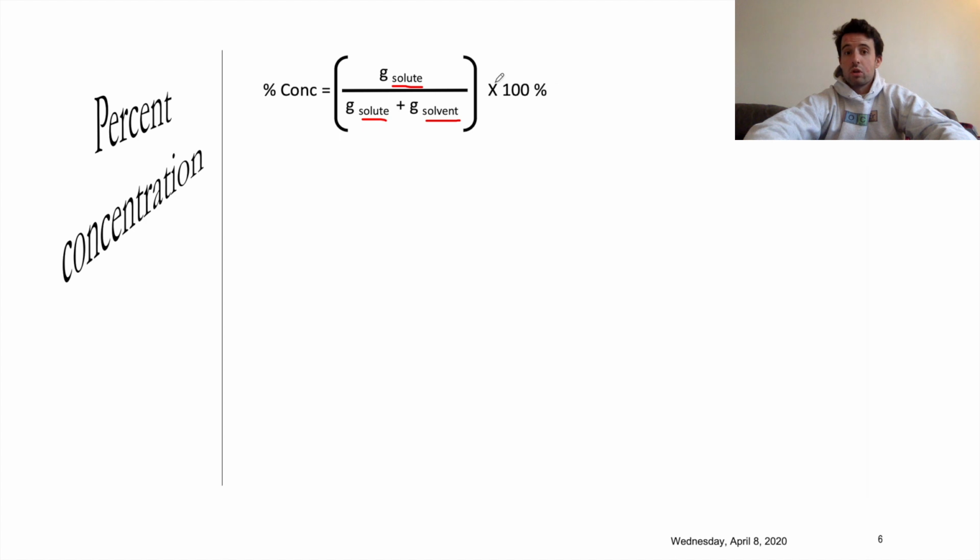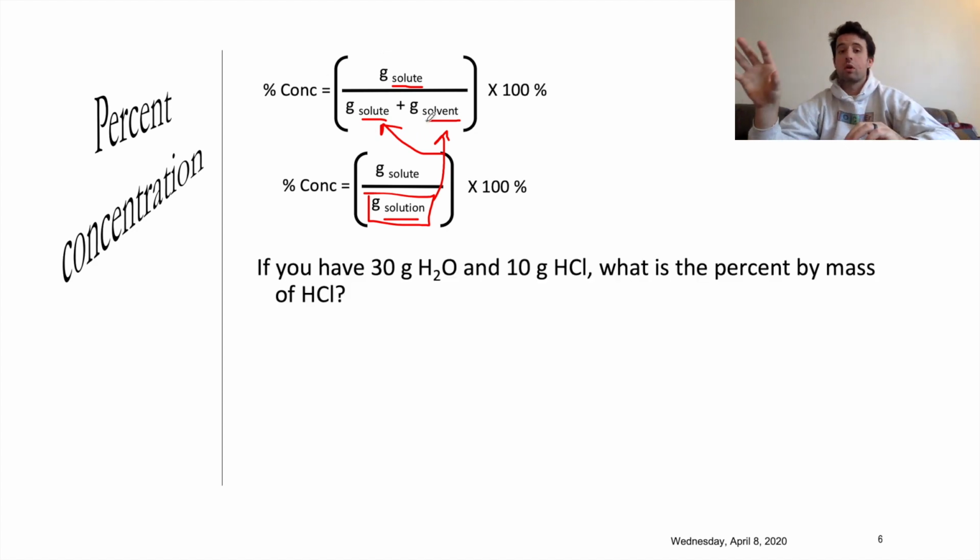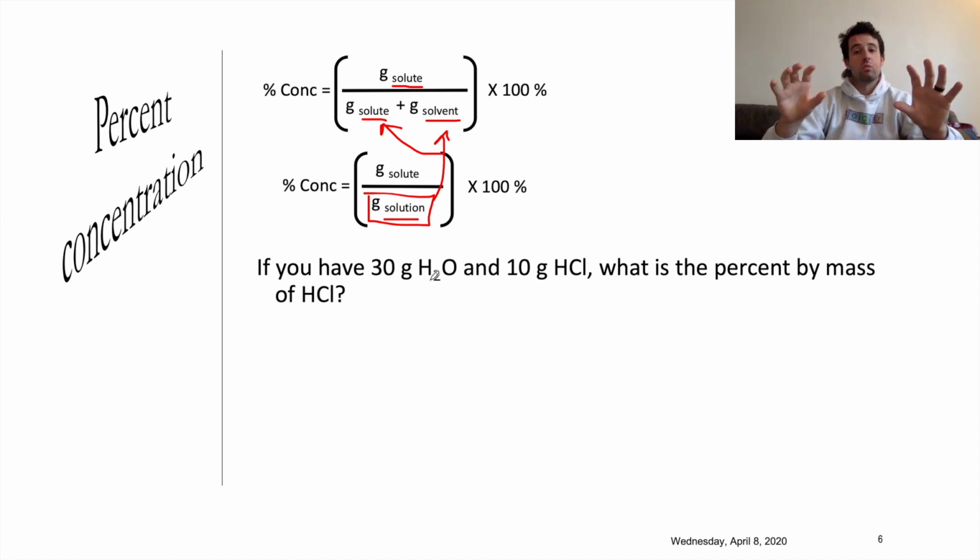Do you guys remember what solute plus solvent is? It's solution. So actually, if you look at this second equation here, you'll notice that it's solute divided by solution times 100%. These two equations are exactly the same. It's just that one breaks down the solute and the solvent. That sometimes makes it a little bit easier because sometimes you're just given the weight of the water and the weight of the solute. In that case, you want to use this first equation, solute and solvent. Water is a solvent, not a solution.